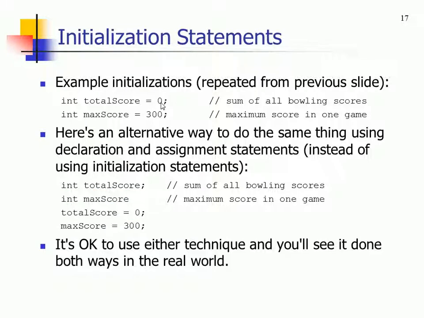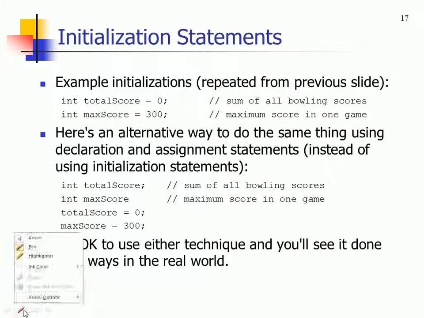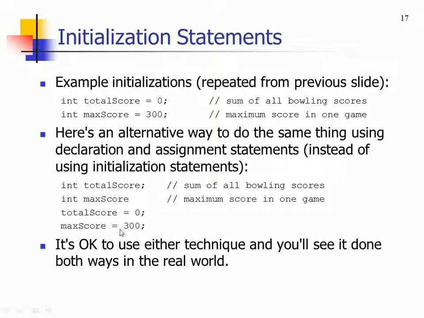Okay, here's some examples. Here's an alternative way down here. Up here we did them both on the same line: total score equals 0, max score is 300. Down here, int total score, int max score, total score is 0, max score is 300. Either way is fine. Whichever way you want to do it.